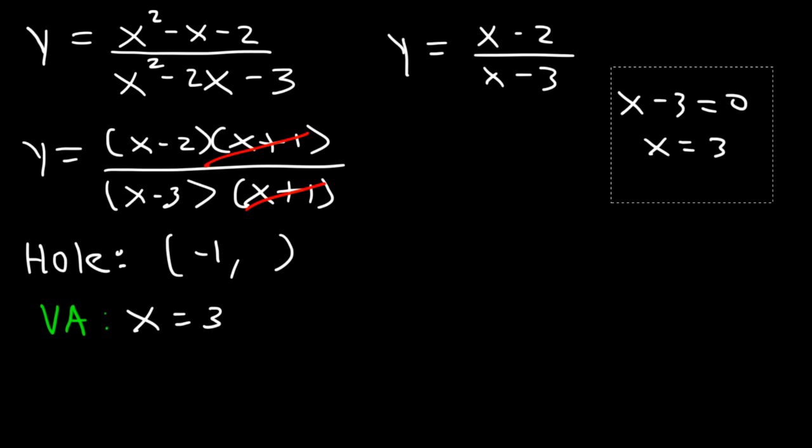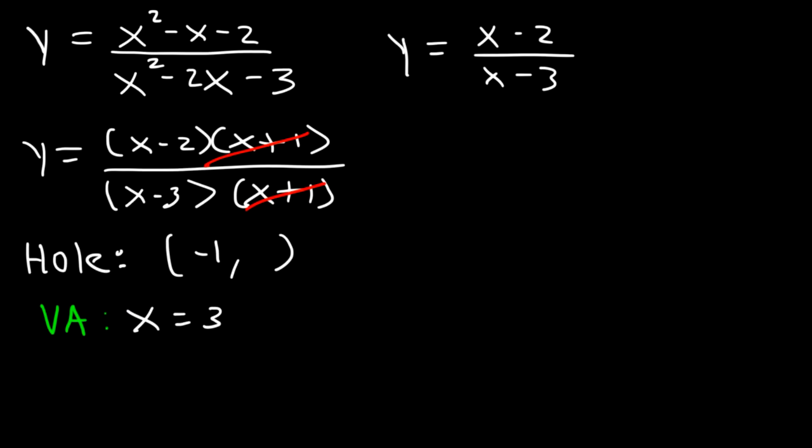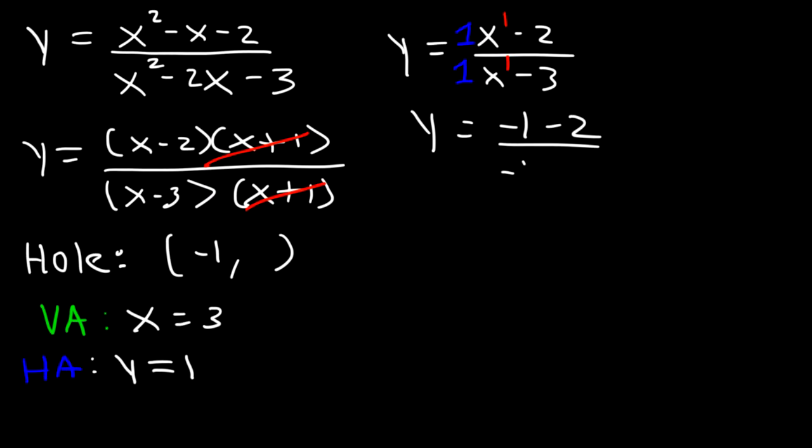Now what about the horizontal asymptote? Notice that the degree of the numerator is the same as that of the denominator. So you've got to divide the coefficients. 1 divided by 1 is 1. So the horizontal asymptote is simply y equals 1. Now let's find the y value of the hole. Let's replace x with negative 1. So it's going to be negative 1 minus 2 over negative 1 minus 3. So that's negative 3 over negative 4, which is positive 3 over 4, which is about 0.75.